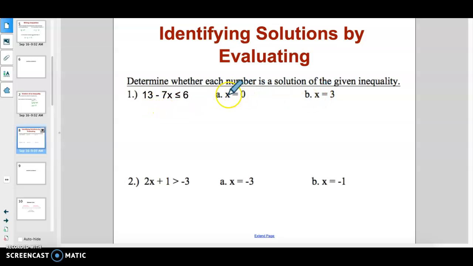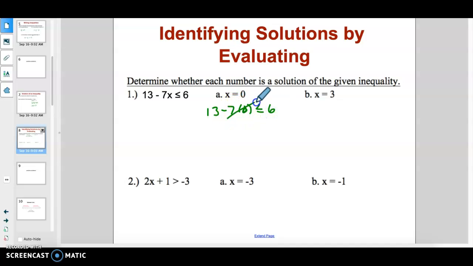So if they gave you a question like this and they asked you to determine whether these two values of x were solutions for the inequality, all you need to do is plug them in and see if it's true. So for this one, if I plug it in, I've got 13 minus 7 times 0 is less than or equal to 6. This is supposed to be a 0.